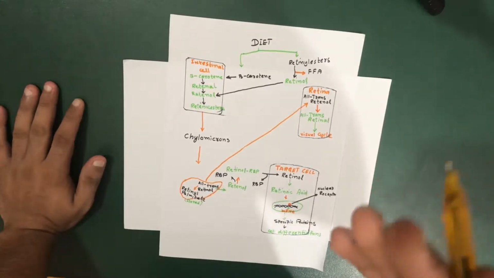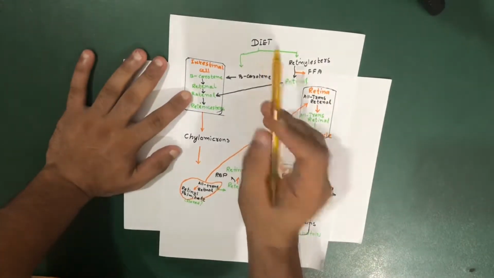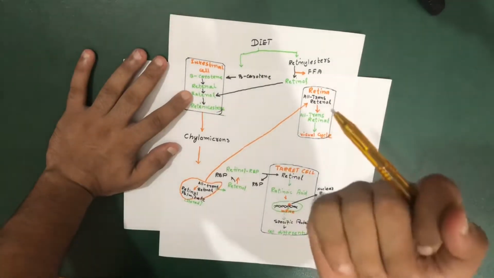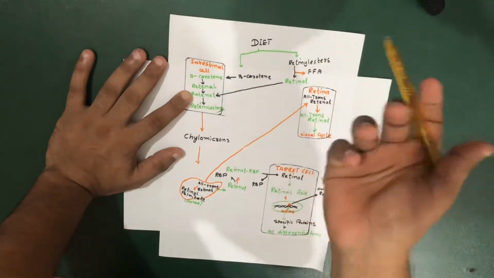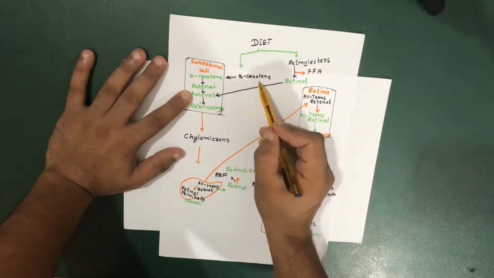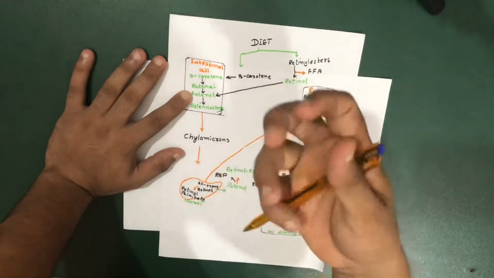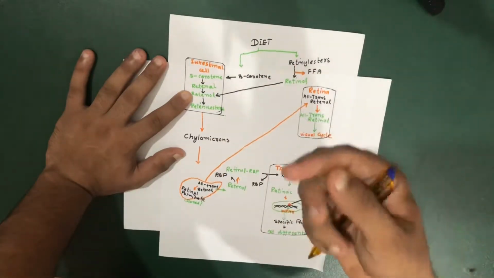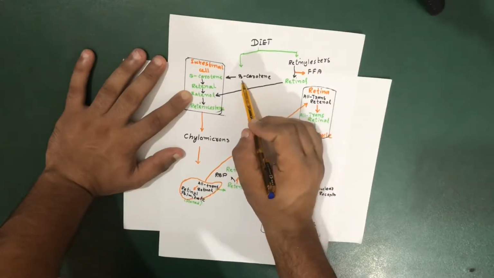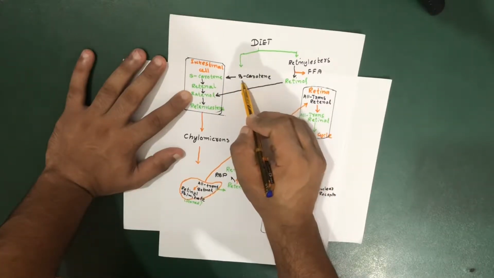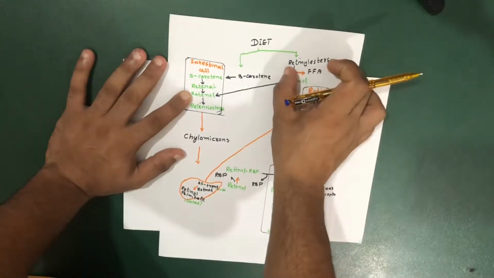So in the case of absorption, we know that from the diet we take the vitamin A either as retinol esters from the animals or as beta carotene from the plants. So we have two forms in the diet: from plants we get beta carotene, and from animal sources we get retinol esters.